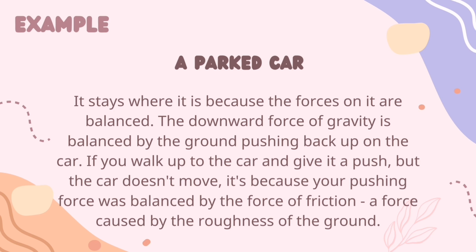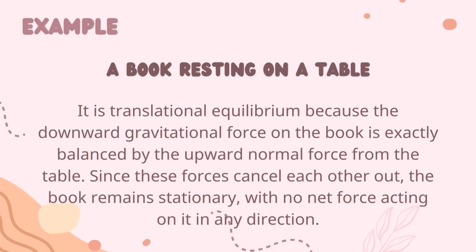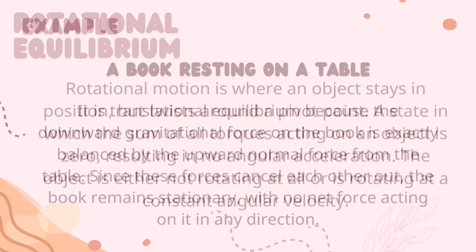An example is a parked car. It stays where it is because the forces on it are balanced. The downward force of gravity is balanced by the ground pushing back up on the car. Another example is a book resting on a table. It is in translational equilibrium because the downward gravitational force on the book is exactly balanced by the upward normal force from the table. It has no net force acting in any direction.